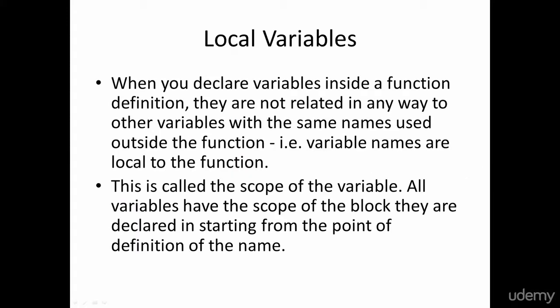All right, so moving along, local variables. When you declare variables inside a function, they're not related in any way to other variables with the same names used outside the function. So variable names are local to the function. And this is called the scope of the variable. All variables have the scope of the block they are declared in, starting from the point of definition of the name. So we kind of just went over this, but let's go ahead and break it down a little further.